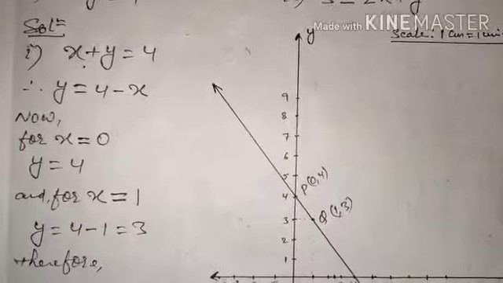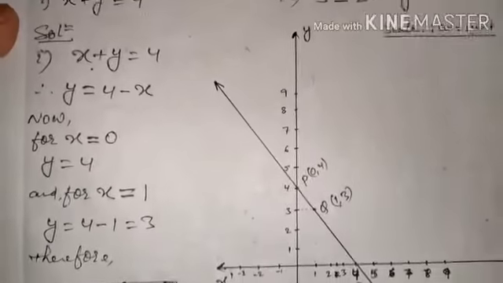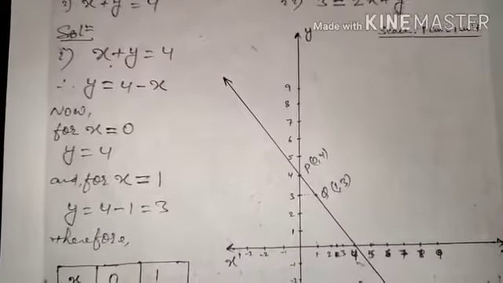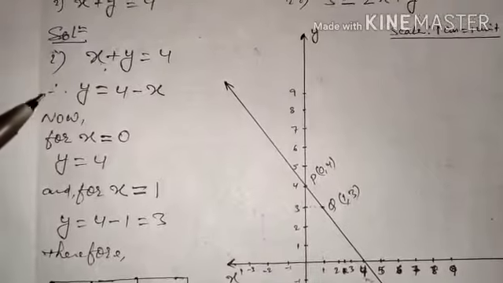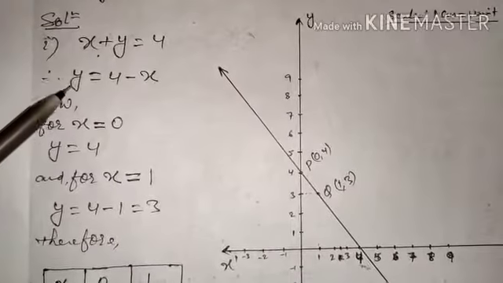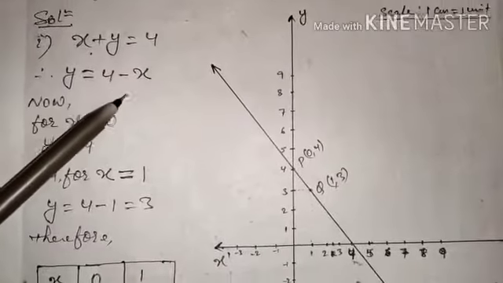Okay, I discussed the graph with you all already, but now as a question also I came up to discuss it with you all. So let's write the equation first, and then I found the value of y in terms of x, that is y is equal to 4 minus x.